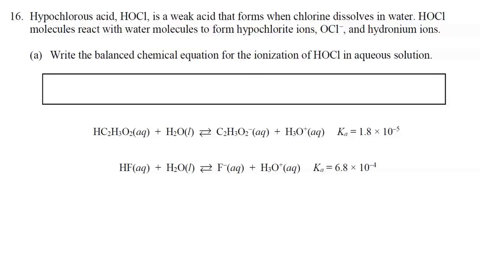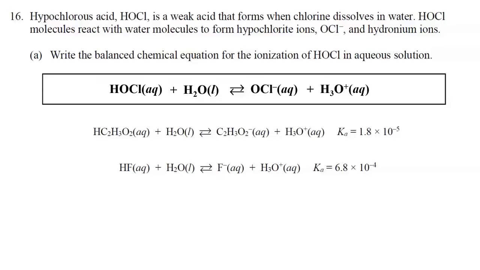So our reactants will be the weak acid HOCl and water. And when HOCl reacts with water, a proton, H+, is transferred from the weak acid to the water to produce the conjugate base, OCl-, and the hydronium ion. So the answer to part A should look very similar to other reactions that you have seen where a weak acid transfers a proton, H+, to water, producing the conjugate base and the hydronium ion.